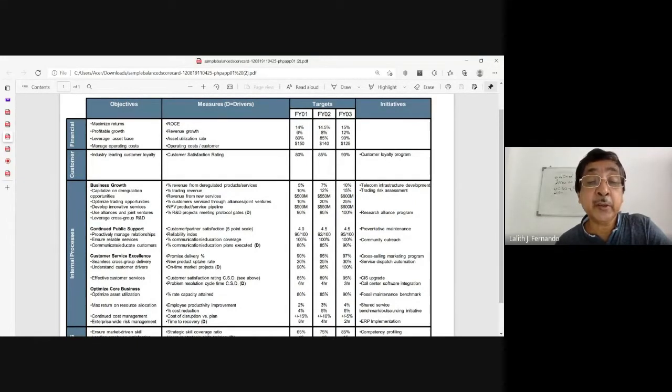Now say here, R&D projects meeting protocol gates. So that is the driver. It is not a result. It is a particular thing to be done.